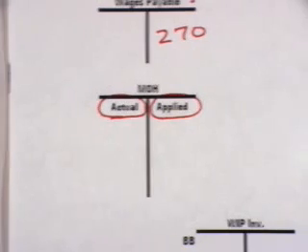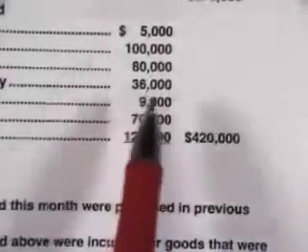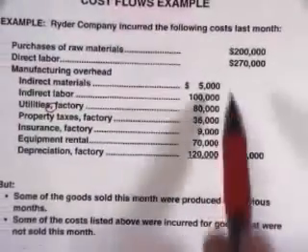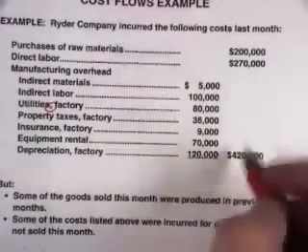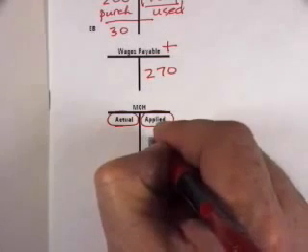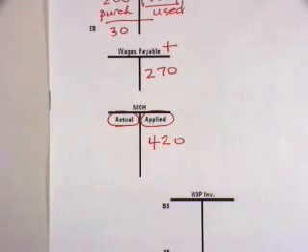Now, the amount that they told us that manufacturing overhead would total up to in the first slide was 420,000. If you add all these items together, they add up to 420. So let's say that that's also the amount that we applied on the right-hand side.